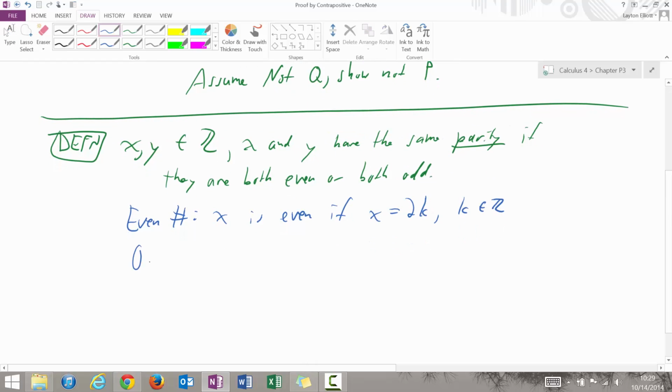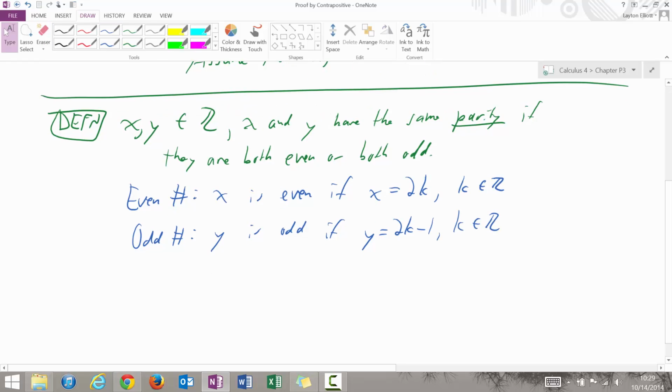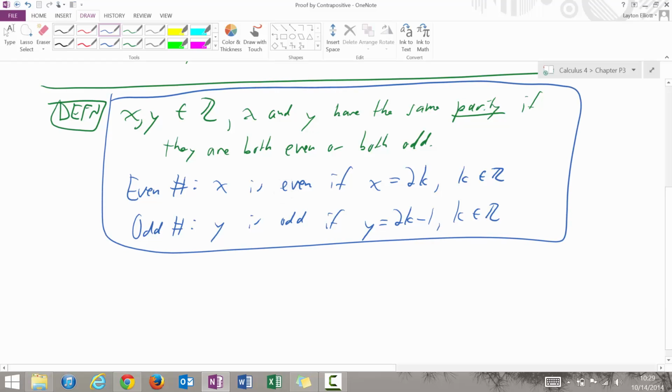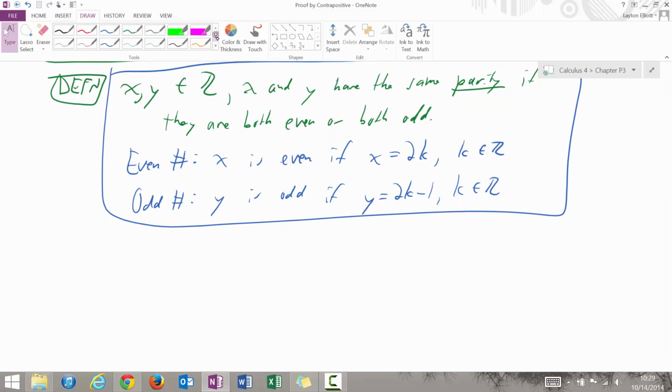And for odd numbers, we can say y, just to give a different one, y is odd if y is equal to 2 times a number plus 1 or minus 1. Actually, we'll just do minus 1 because that tends to be used more, but it obviously doesn't matter. Sorry, I'm getting used to my new sensitivity for this pen. There we go. So that should help you with the proofs of some of this stuff that we're going to do.